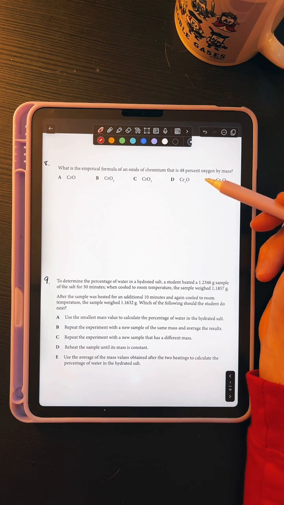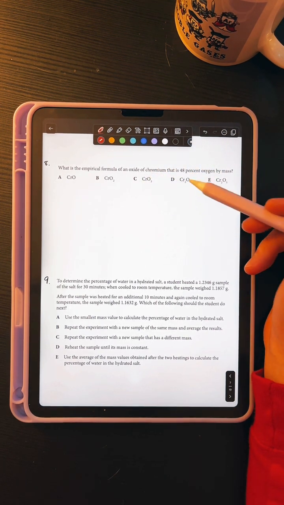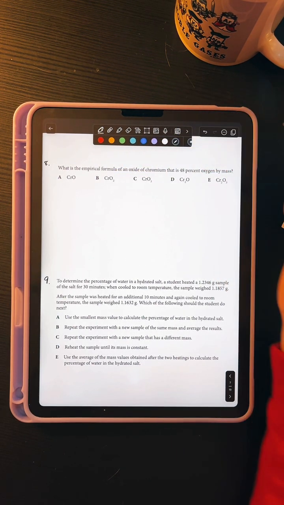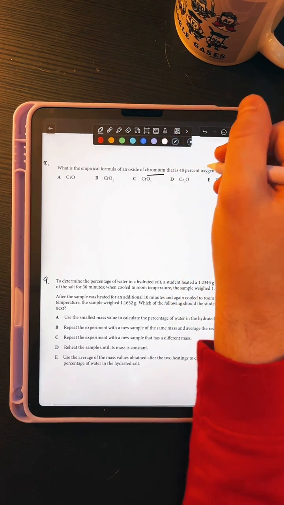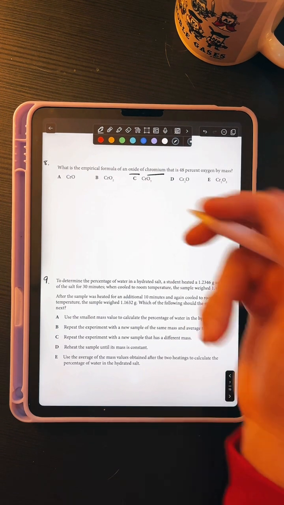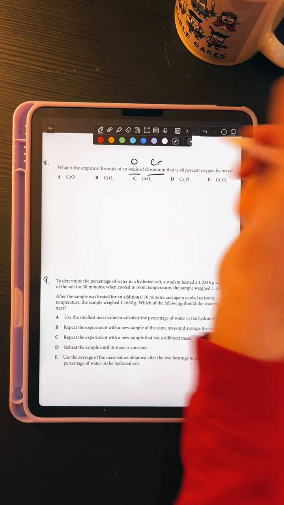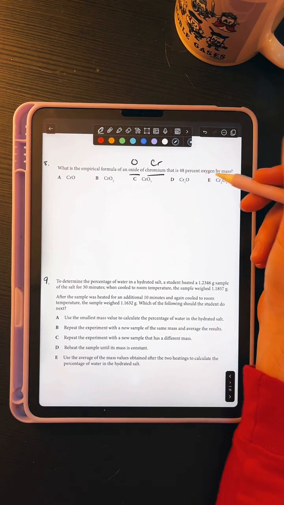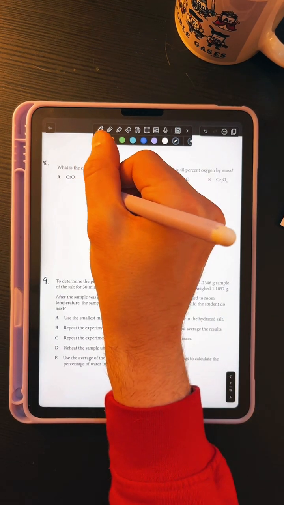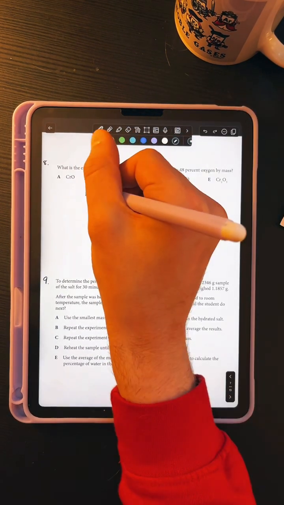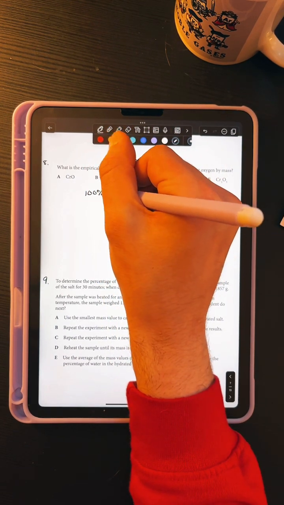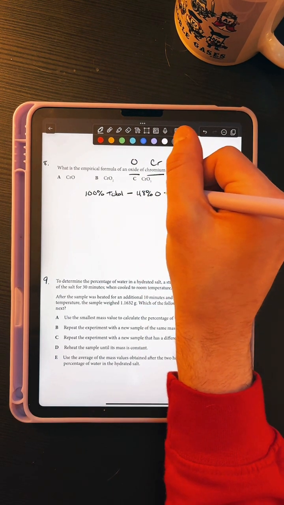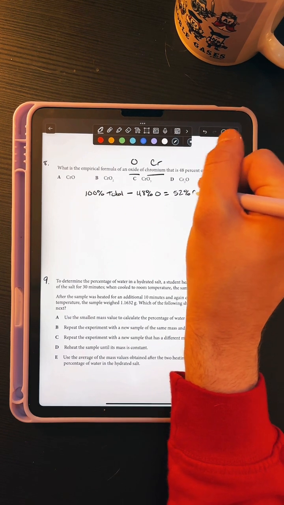So what is the empirical formula of an oxide of chromium that is 48% oxygen by mass? So this is, again, looking for empirical formula. We're given chromium, and an oxide of chromium means that we only have oxygen and chromium. So those are the only two things in our sample. We're told that we have 48% oxygen. So if we had 100% of our sample, that's the total, minus the 48% of our oxygen, that's going to equal 52% chromium.